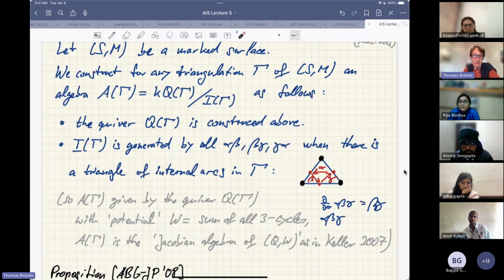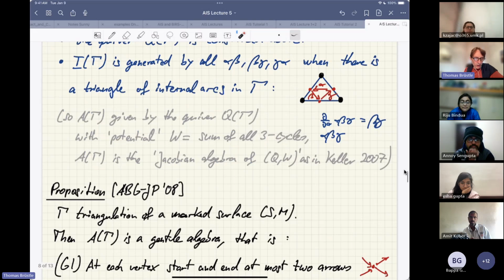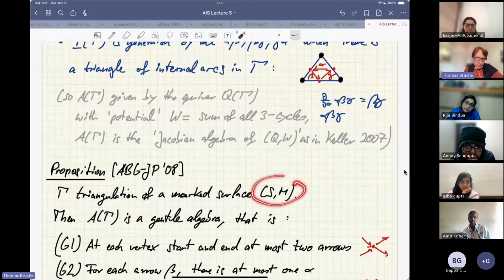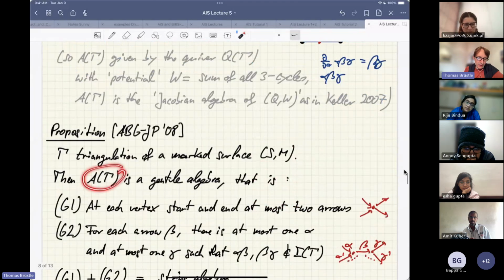This is what I have told you. This is what we want. So there's some different, more general language of quiver with potential and Jacobian algebra, and it gives us exactly that. That's good. Okay. And then when we have our arbitrary triangulation of a surface, then this algebra is a gentle algebra. Okay, so what does it mean, having a gentle algebra?